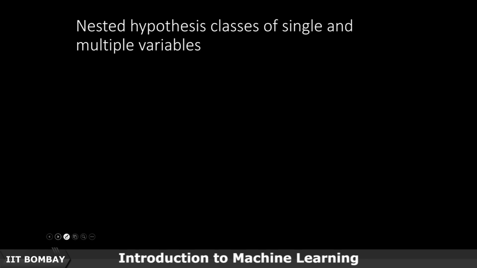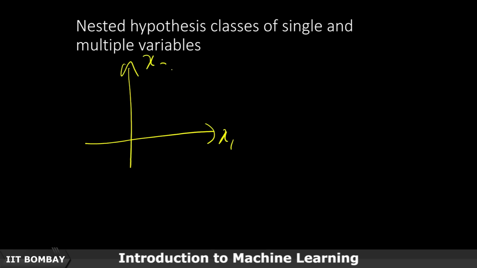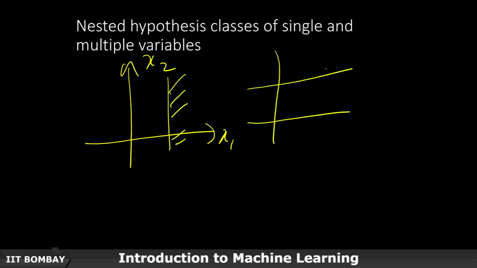Okay. So we already talked about nested hypothesis classes of single and multiple variables. So here let me quickly recap. If we can only have decision thresholds on a single variable, x1 or x2, then I can have only this kind of a class, or I can have, let's say, this kind of a class.